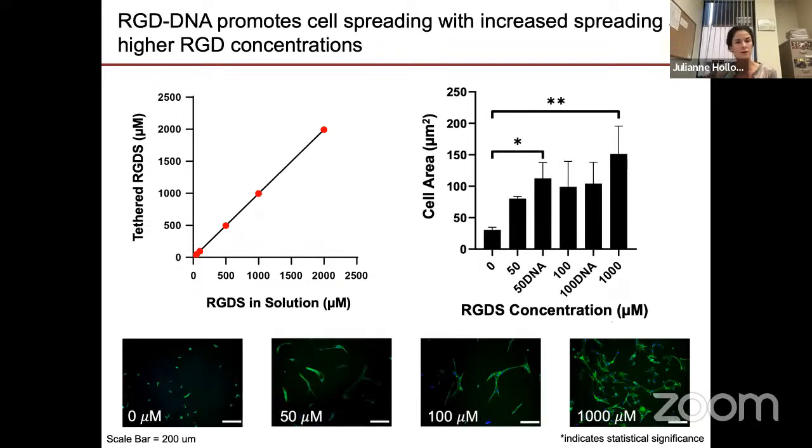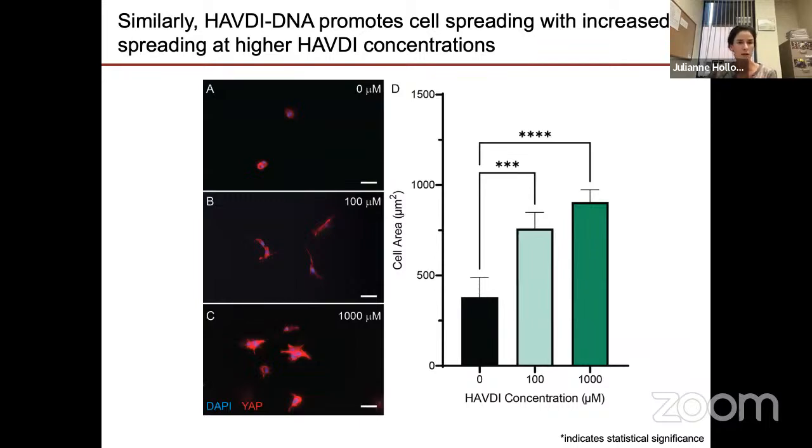And then we compared the bioactivity of the RGD with and without the DNA linker. And here we're looking at relatively small amounts of the RGD DNA. Nonetheless, we see that there's no difference between the RGD with and without the DNA, that they're very comparable. And you can see this general trend of as you increase the RGD concentration, we have increased spreading, as you would expect. We see a similar activity with the HAVD. So again, with increasing HAVD concentration, we see an increased cell area as well.